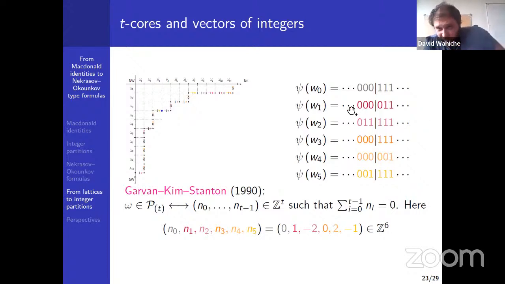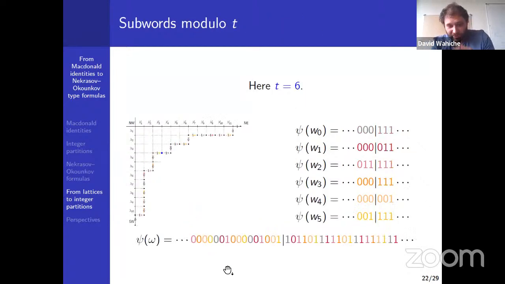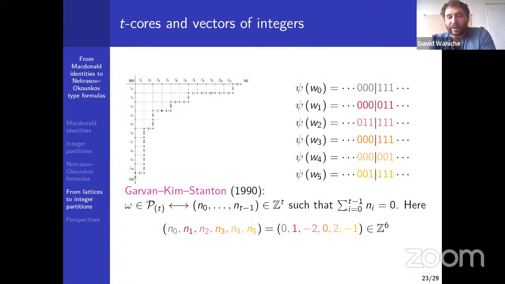And what is the shift? I said that I wanted to be able to start from the empty partition. So I want to be able to go from the subwords to the word psi of omega here. And what I need to do is to be able to place this separating bar here.